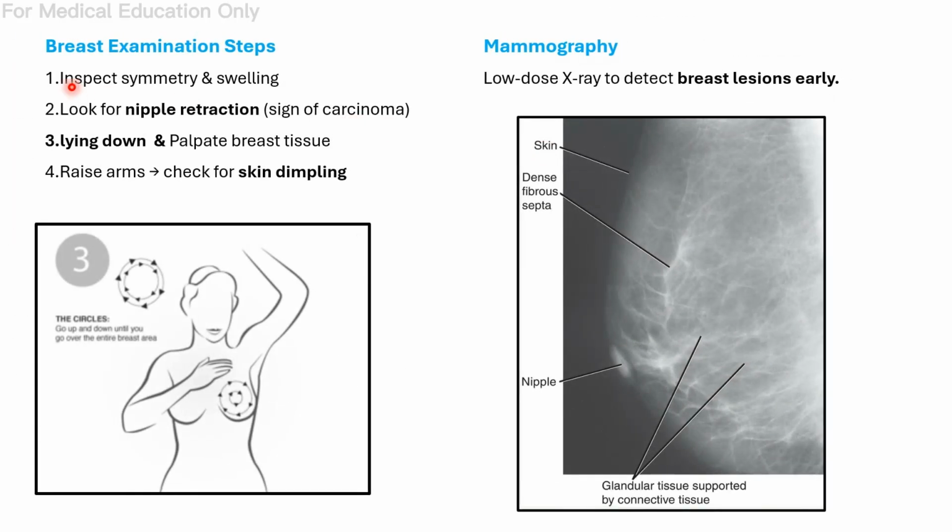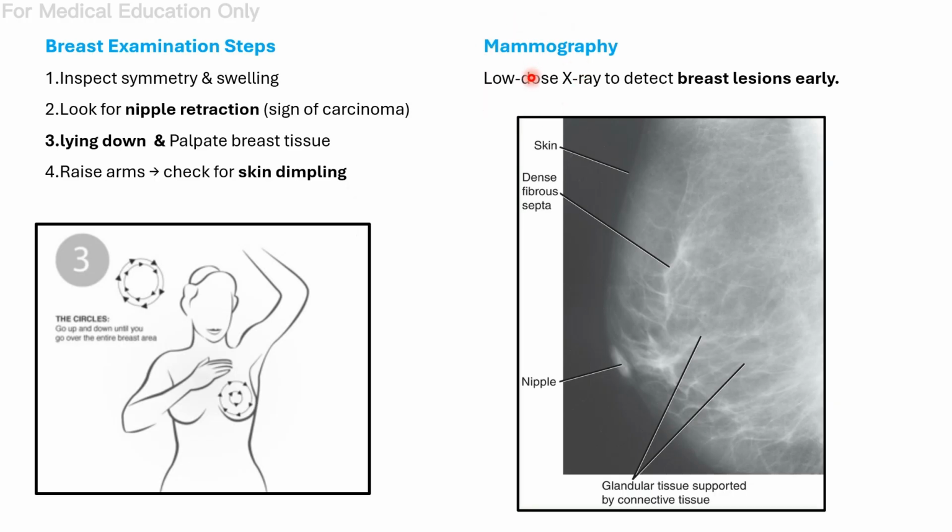Now we learn about breast examination steps. There are 4 steps. First, inspect for symmetry and swelling and look for nipple retraction. Nipple retraction is a sign of breast carcinoma. Then lying down, palpate the breast tissue and check for abnormalities. And raise the arm and check for skin dimpling.